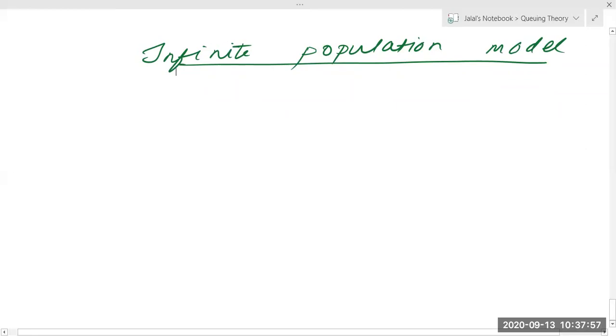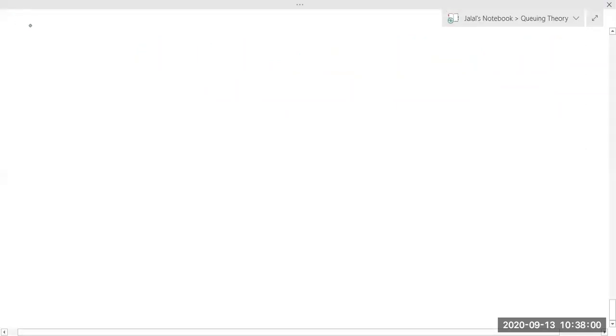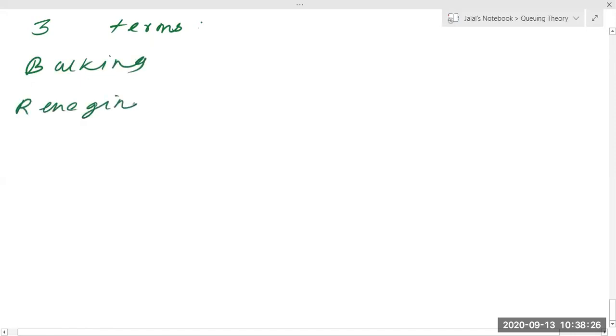Now, one more theory which is very important. Even if you don't understand all this theory, you can understand the sums, because it comes in the exam for 10 marks. But if you know the theory, you will be able to understand the concepts more clearly. I am going to introduce 3 terms for you. The first term is balking. The second term is reneging. And the third term is called jockeying. All 3 terms are relevant to the queuing model.